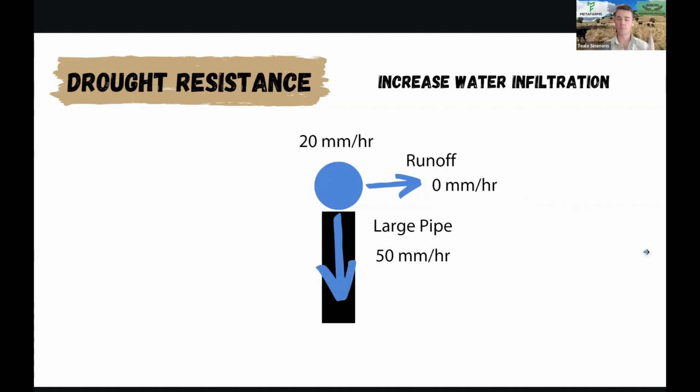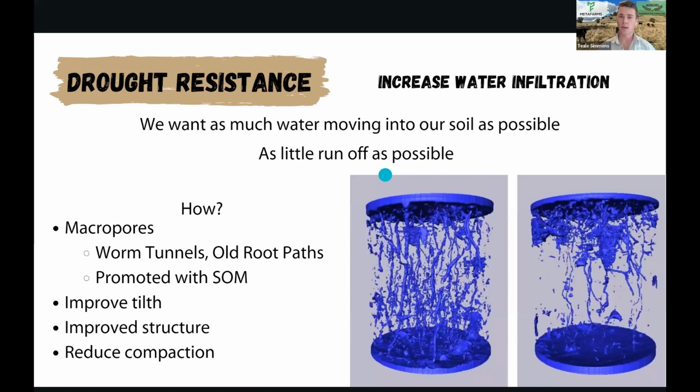So if we had a really big pipe, for example, at 50 mils an hour, and we've got a massive rain event, we can capture all of that water. All of that water can then go into our soil, and so we're not going to get any runoff and not waste any of it. So we want to capture as much water as possible and move as much water into our soil. And we want to have as little runoff as possible. So how are we going to do that?